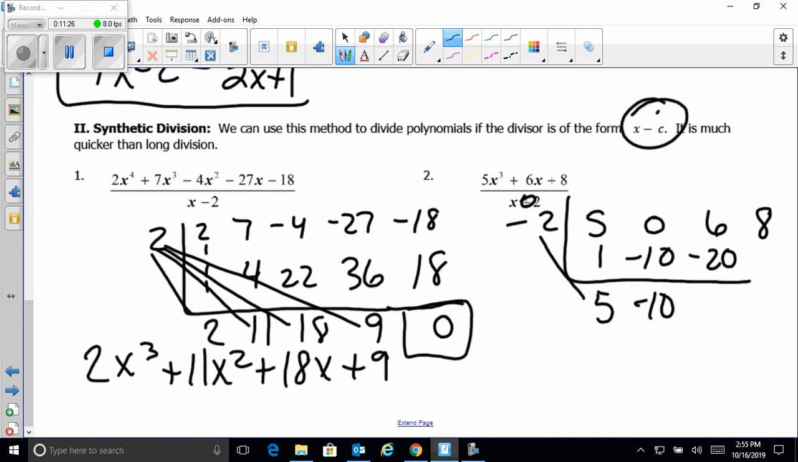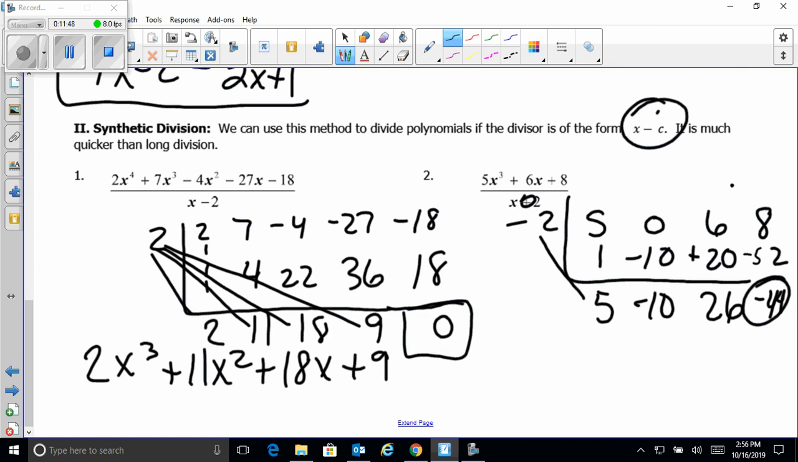Add those, and positive 20, not bad. Negative times negative is 26. And then negative 2 times 26 is a negative 52. We add those, we get a negative 44. So this one does have a remainder.